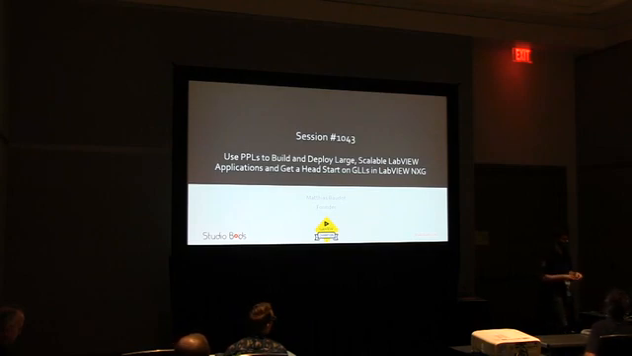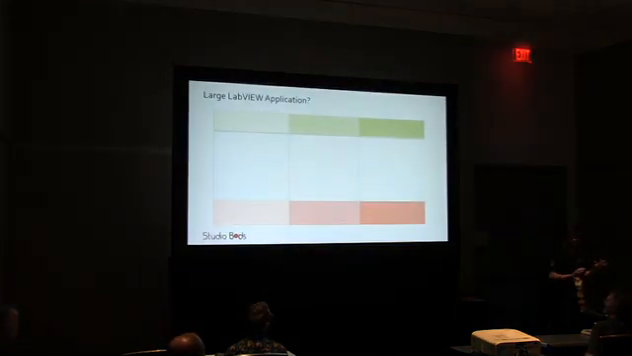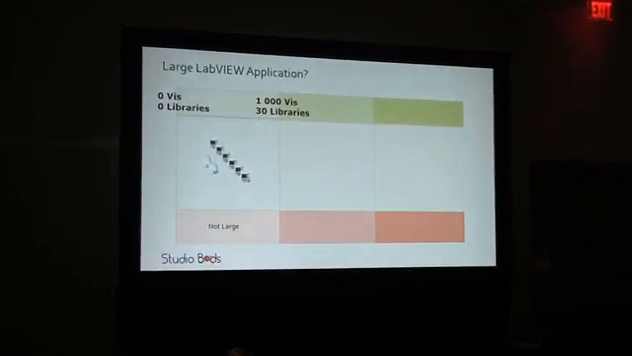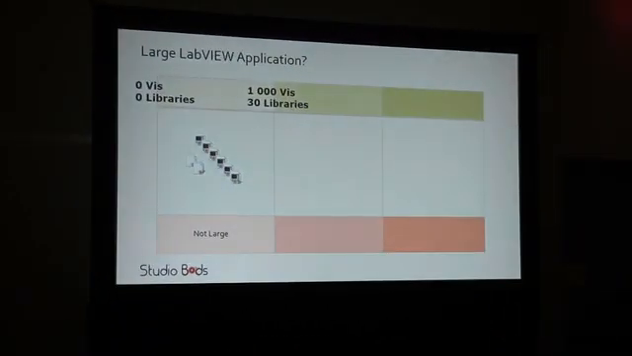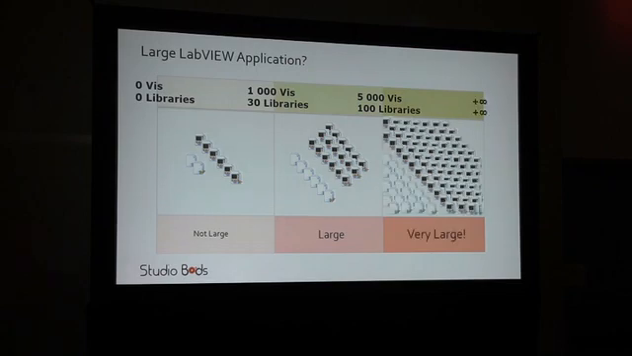Okay. All right. So maybe I should define what a large application is, and it might be different for everyone. An application between 0 and 1,000 VIs, maybe 30 libraries, where a VI is a VI in one screen, is not really a large application, and PPL will not really benefit a lot in that situation. I'd say between 1,000 VIs and 5,000 VIs, 30 to 200 libraries, that's a large application, and other than that, it's a very large application. That's my sense.